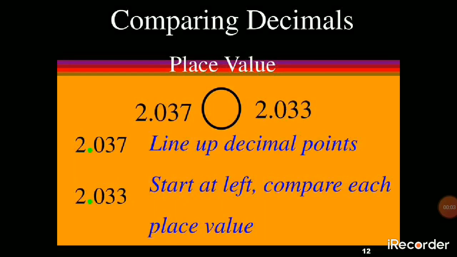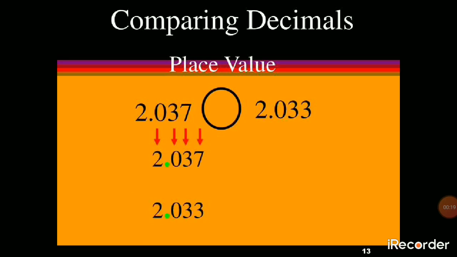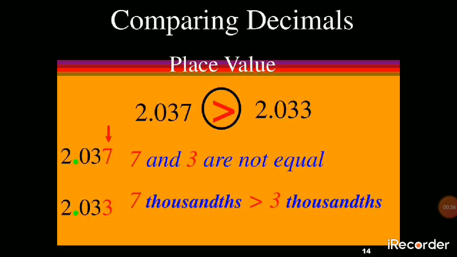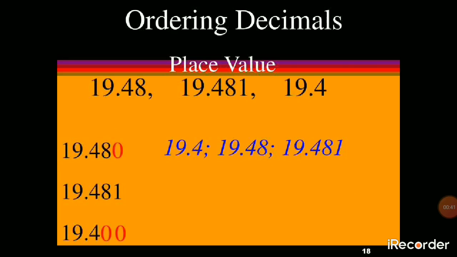Now next example of comparing decimal place value. 2.037 and 2.033. Line up the decimal points, start at left and compare each place value. According to place value, 2 is equal to 2, 0 is equal to 0, 3 is equal to 3, but 7 is greater than 3. So 7 and 3 are not equal. So 7 thousandths is greater than 3 thousandths.